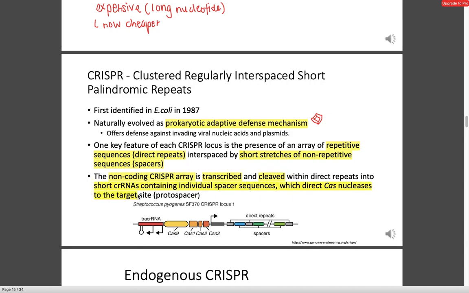They call it the CRISPR locus. They call it another name lah during that time. That locus area must have something to do with genetic and hereditary of the bacteria. During that time, E. coli lah, alright. So then they studied the non-coding and they call it CRISPR lah. The non-coding CRISPR array is transcribed and cleaved into short crRNA containing individual spacer sequences which direct Cas nuclease to the target site protospacers.